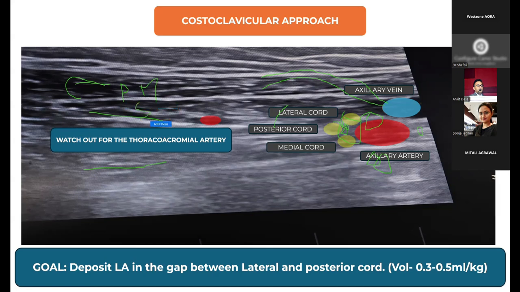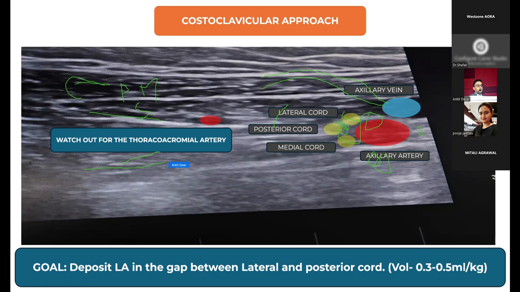Which muscle is this? This muscle, the third muscle. Serratus anterior. Anterior sleeve of serratus anterior. Commonly it is called serratus magnus. So you should be able to identify the muscular structures as well.